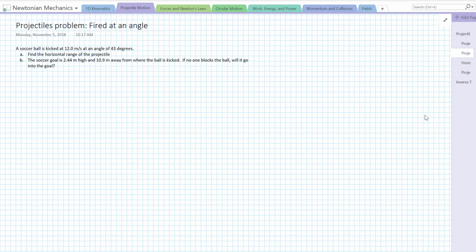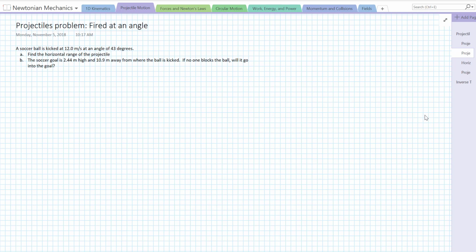I am going to solve a projectile motion practice problem for an object that is launched at an angle on flat ground. It says fired at an angle, but really launched. So here it is. A soccer ball is kicked at 12.0 meters per second at an angle of 43 degrees. We need to find the horizontal range of the projectile.